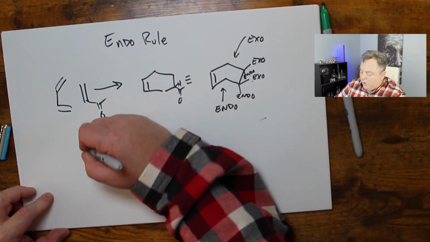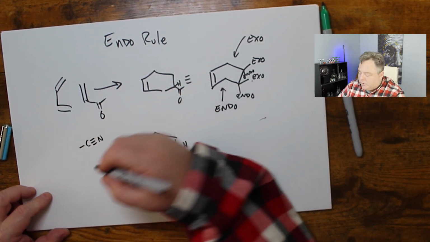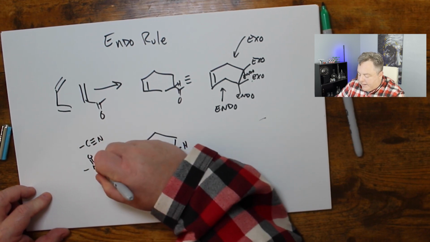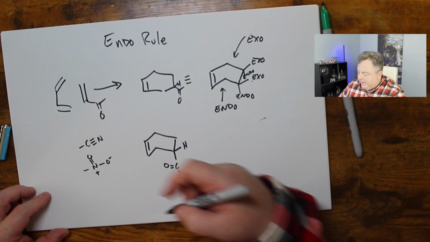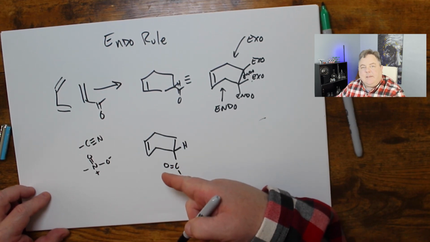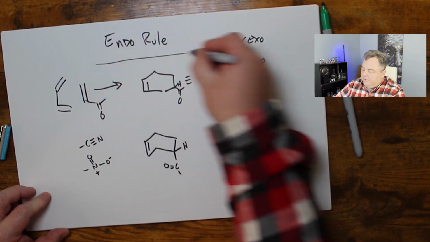Now it doesn't have to be a carbonyl. It can be anything with a pi bond, like a nitrile, a nitro. Things that have pi bonds like that like to be tucked in the inside of the pocket, or endo to the pocket. Hence, the endo rule.